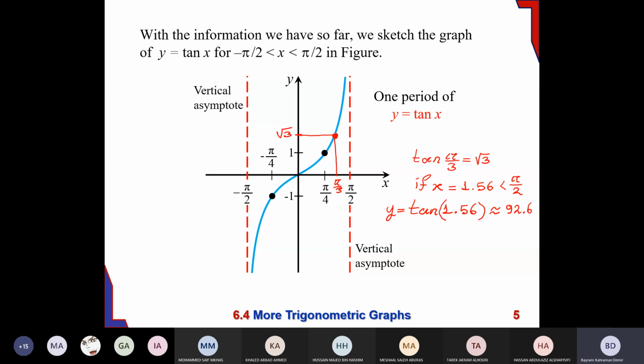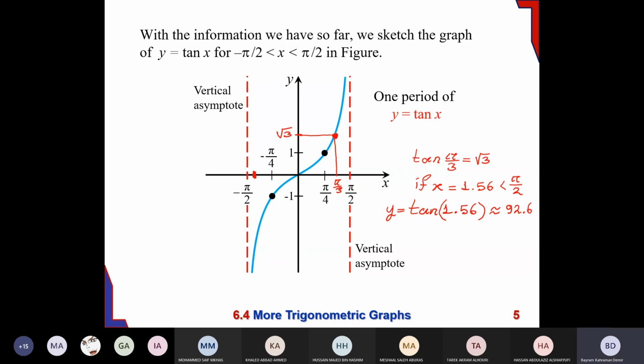And of course, as soon as you touch pi over 2, tangent is undefined. That's why we put the asymptote here. Similarly, if you come closer to negative pi over 2 from this side, you will get the same value but negative. If you try negative 1.56, which is closer to negative pi over 2 on the right side, the y value will be negative 92.6. So it is just going down to negative infinity.